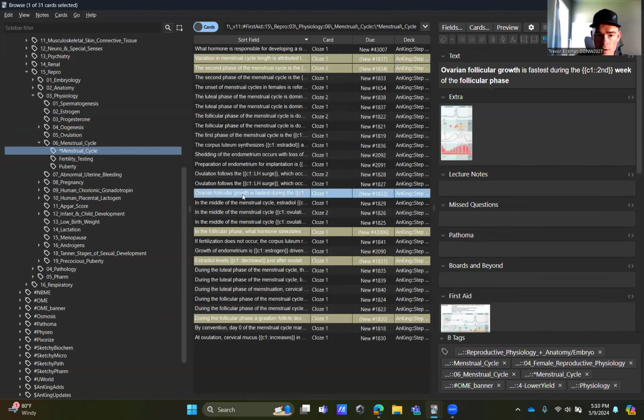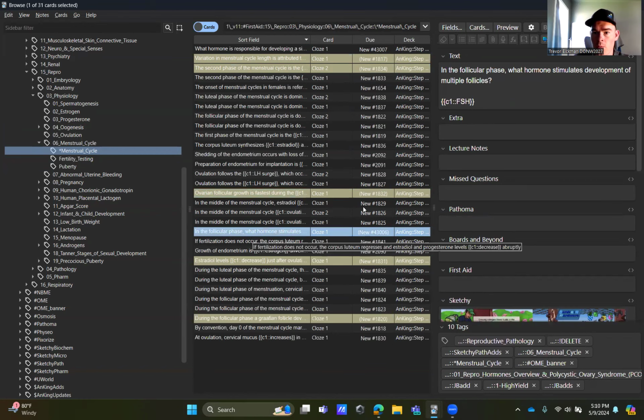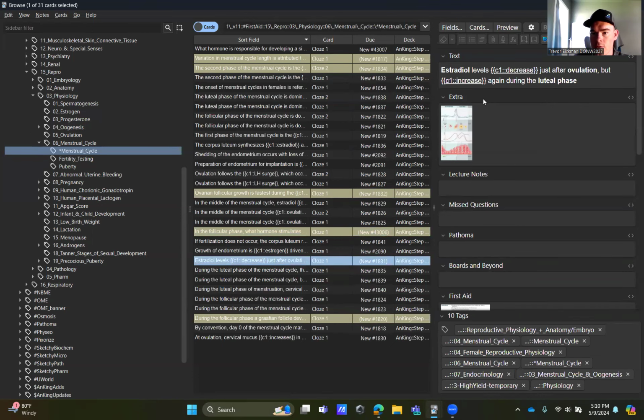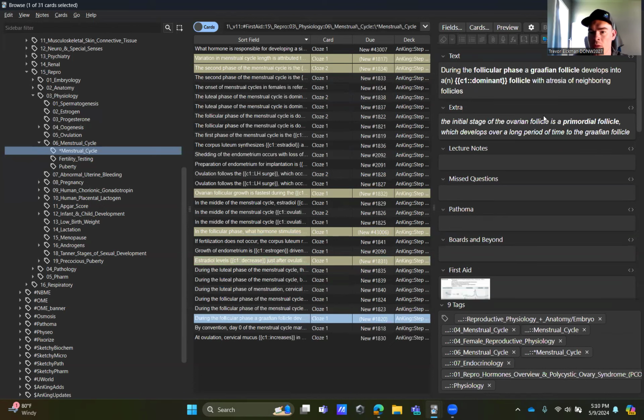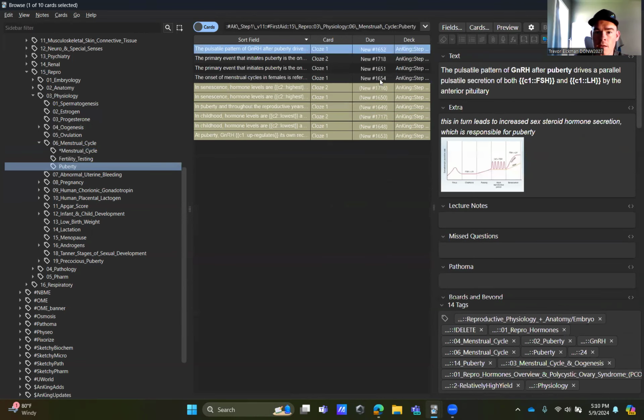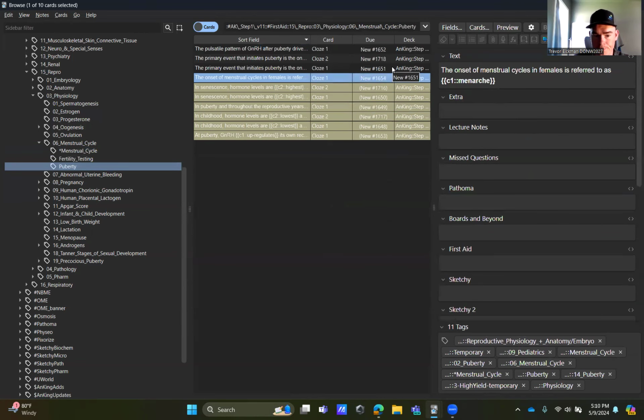And the ones you don't want are this one. The ovarian follicle growth is fastest during the 2nd week. In the follicular phase, what hormone stimulates development of multiple follicles? And then estradiol levels decrease just after ovulation, but increase again during the luteal phase. I think it's kind of like it's just a weird card. And then the 3rd from the bottom, you don't want that one. Skipping fertility testing, and then puberty, just the first 4.